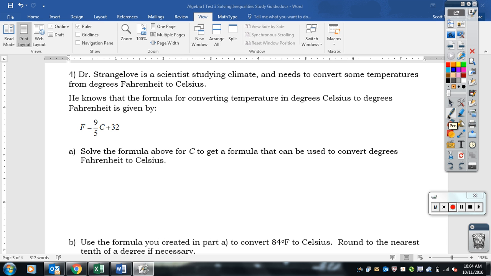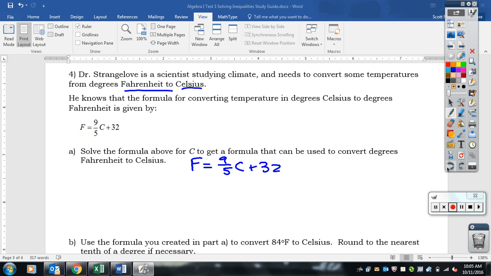Moving on to the last question, which should look familiar. It says, Dr. Strangelove is a scientist studying climate and needs to convert some temperatures from Fahrenheit to Celsius. He knows the formula for converting temperature in degrees Celsius to degrees Fahrenheit is given by this equation. Solve the formula above for C to get a formula that can be used to convert Fahrenheit to Celsius. So again, it says solve for C. How are we going to solve for C? F equals 9/5 C plus 32.